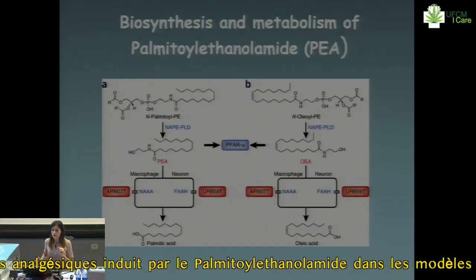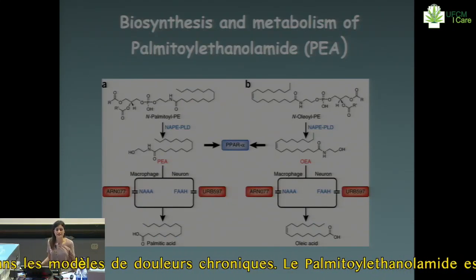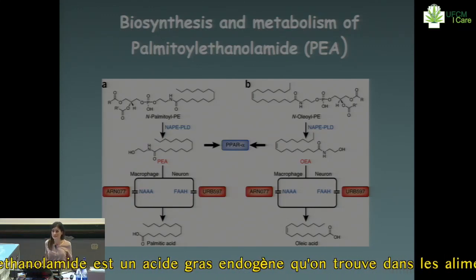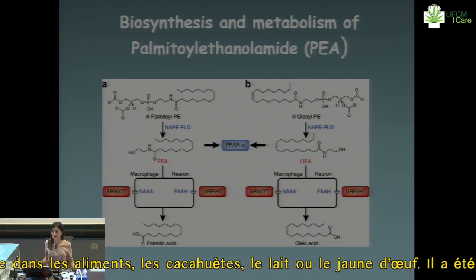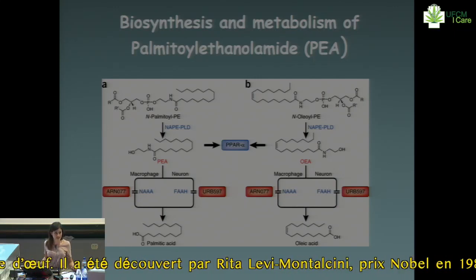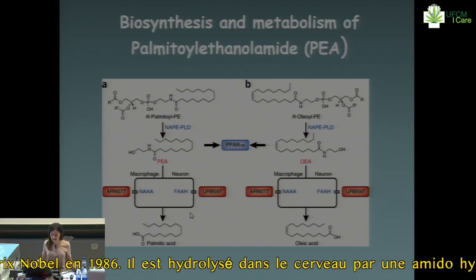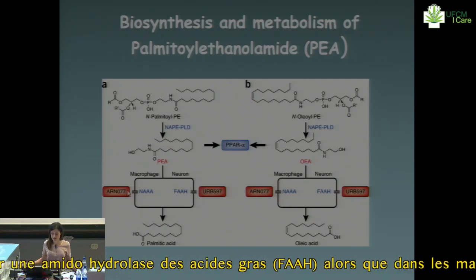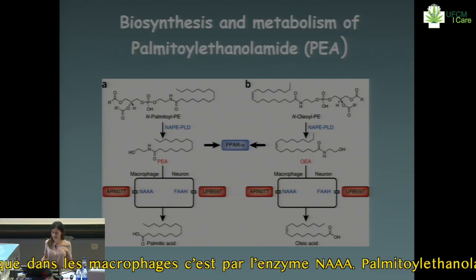So palmitoylethanolamide, we have seen, is an endogenous fatty acid amide, but it is also found in foods like peanuts, milk, or egg yolk. And it was discovered by Rita Levi-Montalcini, who received the Nobel Prize in the 1960s. And this is hydrolyzed in the brain by the fatty acid amide hydrolase, whereas in macrophages by the NAAA enzyme.